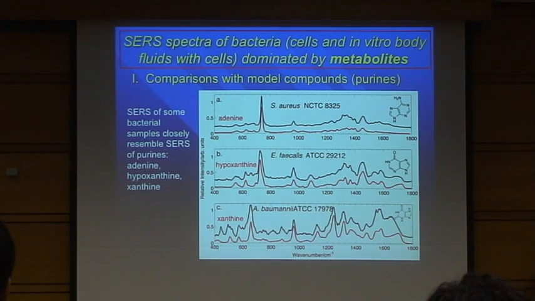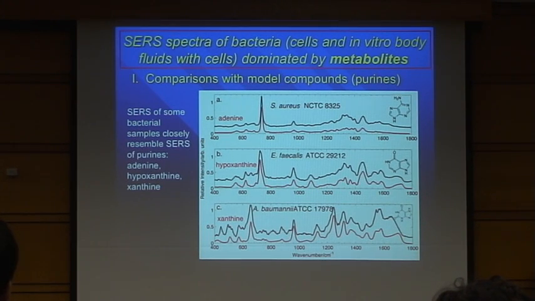So what do they do to it? First of all, let me jump to the conclusion and then show you all the evidence that justifies this. The SERS spectra of bacteria, at least most of them, are dominated by metabolites. So how do I know this?